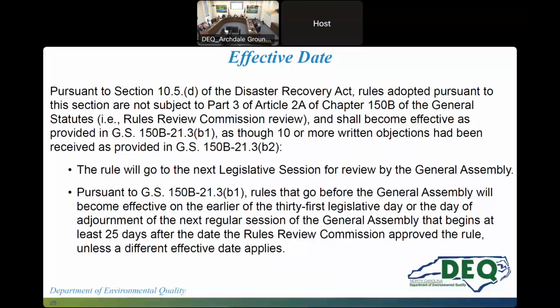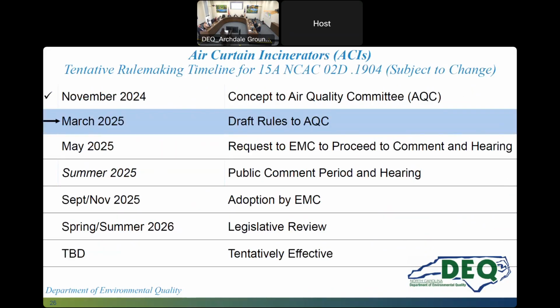So this only applies to 1904. So 1904 and 810 have two different timelines, as you'll see in the next few slides. And since 1904 won't go to the Rules Review Commission, either the first or third option will apply. So here's the schedule for 1904. And you can see between this schedule and the schedule for 810, the differences come in the latter stages.